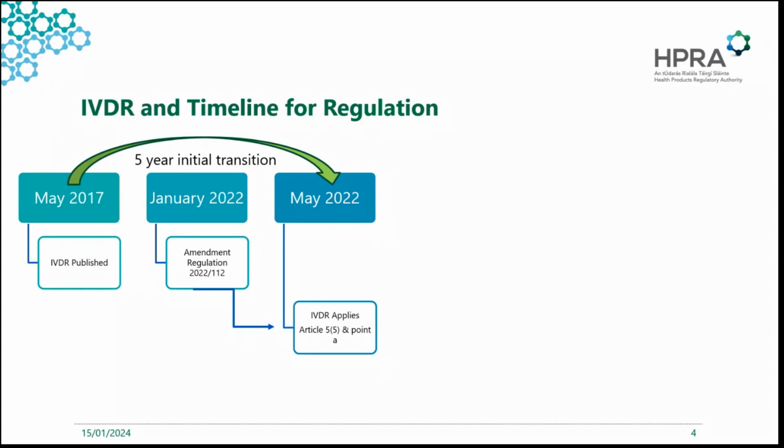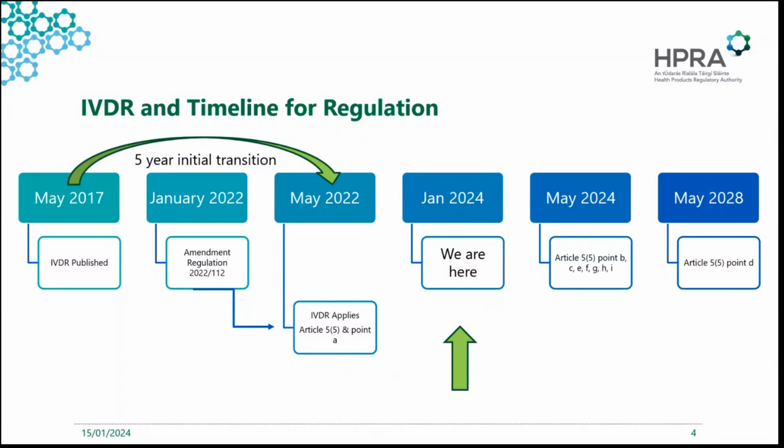So currently we're here in January 2024. The next big set of requirements for in-house devices is May of this year. So that's points B, C, E, F, G, H, and I of Article 5.5. And don't worry, I'll talk through Article 5.5 in a lot of detail later. So hopefully by the end of this presentation, you'll be familiar with the content underneath each of these points.